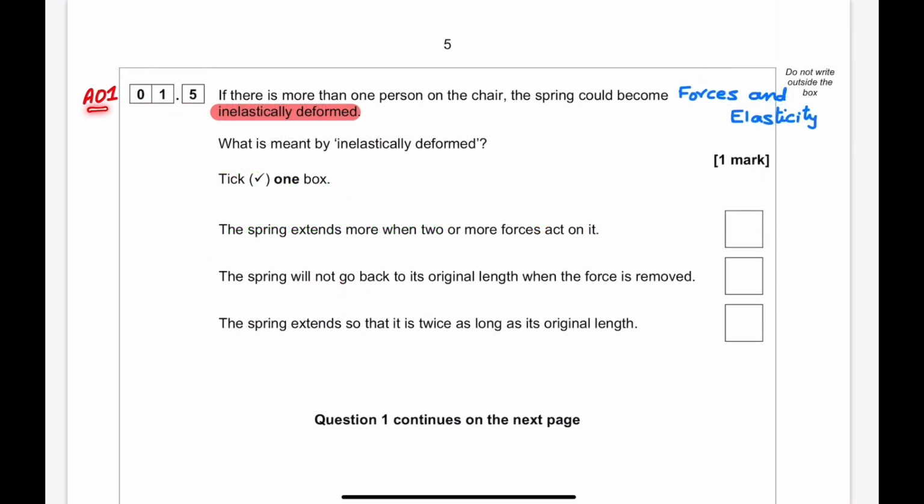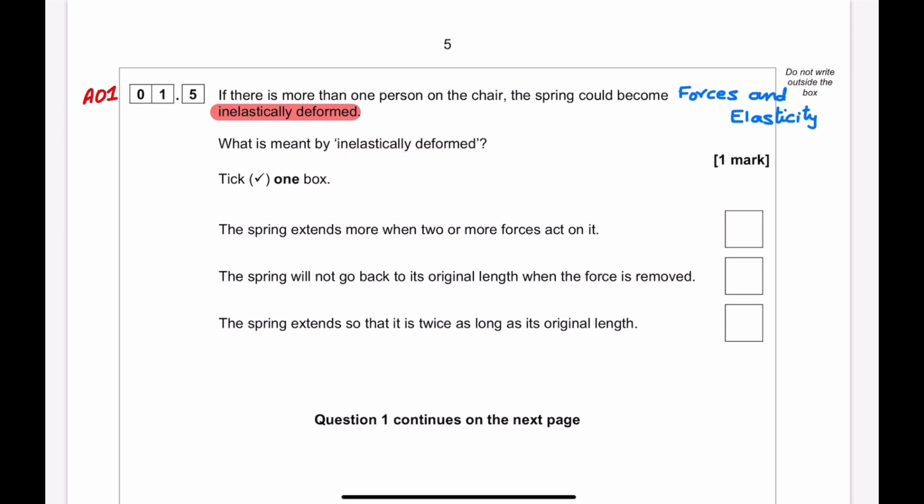1.5 is an AO1 question, and this question is from the topic of forces and elasticity. If there is more than one person on the chair, the spring would become inelastically deformed. What is meant by inelastically deformed? Inelastically deformed means that when the spring extends, it will not go back to its original shape after removing the force. If the force is removed and the spring goes back to its original shape, then it is called elastically deformed. But the question is, what is meant by inelastically deformed?